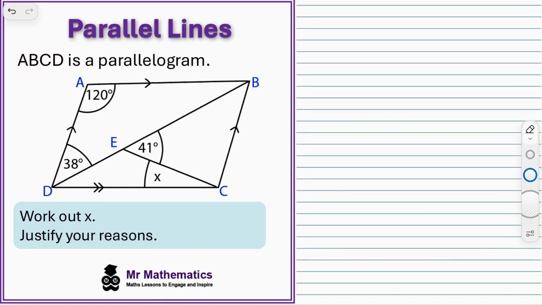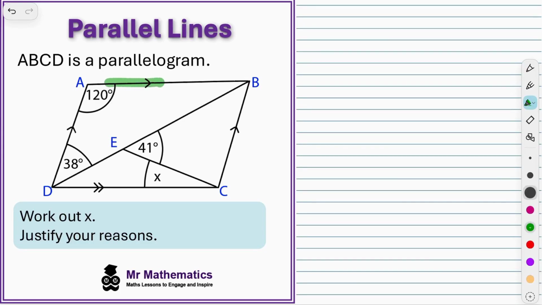Hi everyone, in this video we're going to work through 5 exam style questions on angles in parallel lines. If we begin with our first question, we're told that ABCD is a parallelogram and we need to work out angle X. So we need to look for alternate, corresponding and co-interior angles. We know that corresponding and alternate angles are equal and interior angles add up to 180.